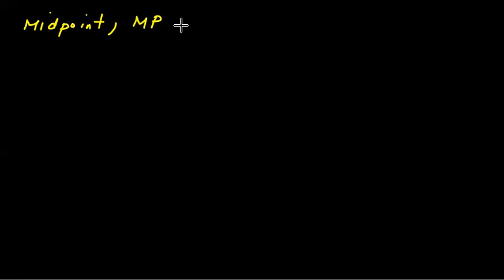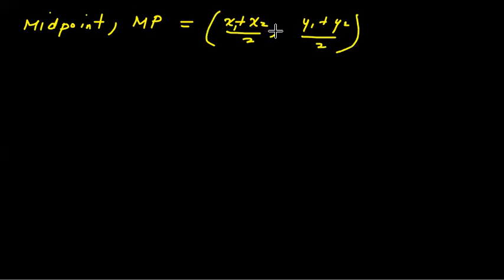All right, so the midpoint is going to be x1 plus x2 divided by 2, comma, y1 plus y2 divided by 2. And this is a coordinate system. So this right here represents the x for that point, and this right here represents the y for that point. So you're finding a point, the midpoint.